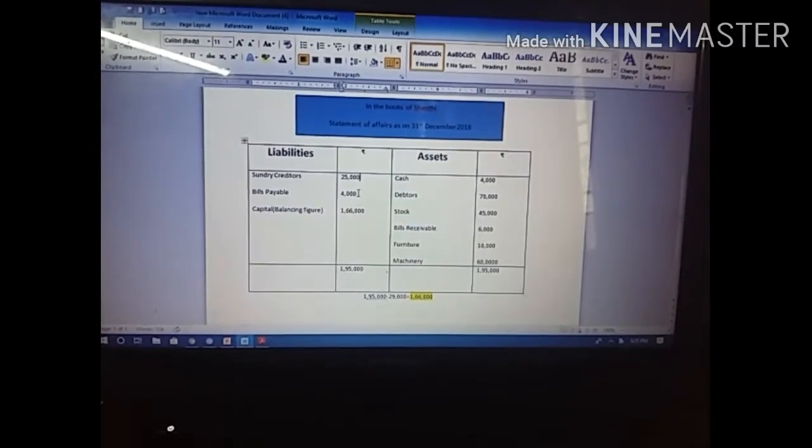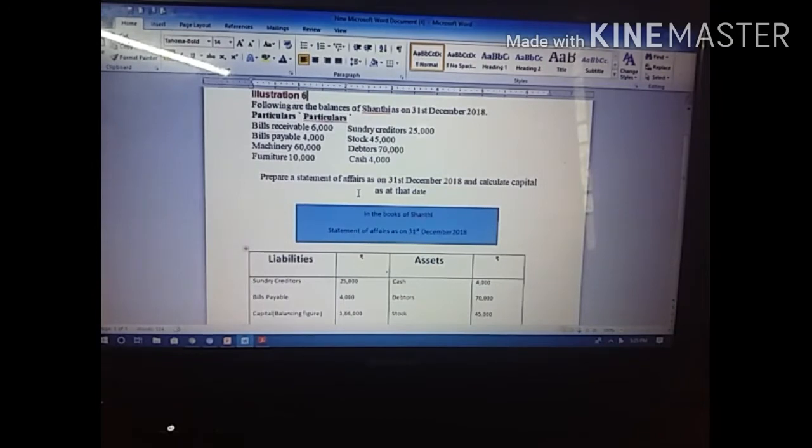Again, I just explain this problem. They are given a problem here, illustration 6, page number 10: from the following balances of Shanti as on 31st December 2018. We have bills receivable 6,000, an asset. Bills payable is a liability. Machinery is an asset. Furniture is an asset. Sundry creditor is a liability. Stock is an asset. Debtor is an asset. Cash is an asset. First we classify assets and liabilities.